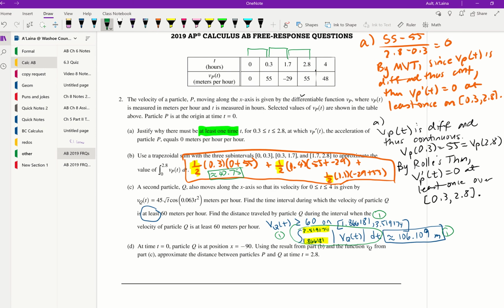And the function V sub Q from part C, approximate the distance between particle P and particle Q at time of 2.8. So we want to figure out where the particles are at, and these are both moving along the x-axis. So I want to find their position, is another way to say this. So I want to find the position specifically at time 2.8.